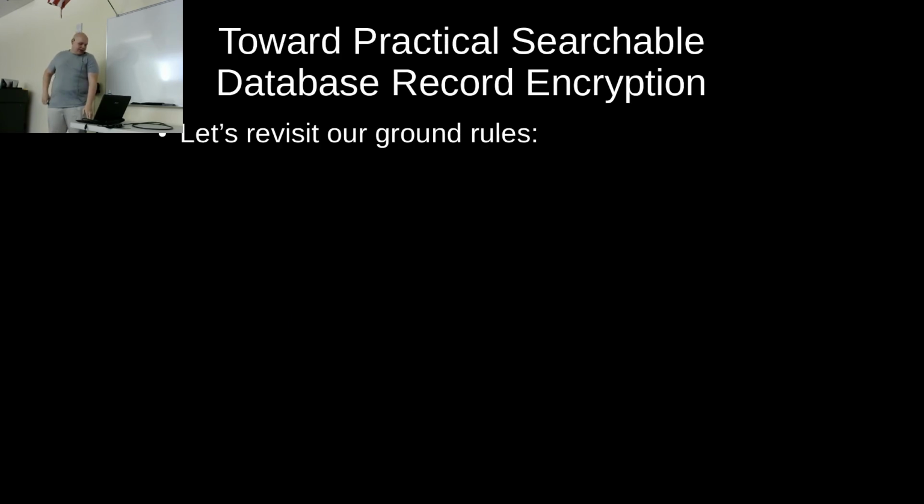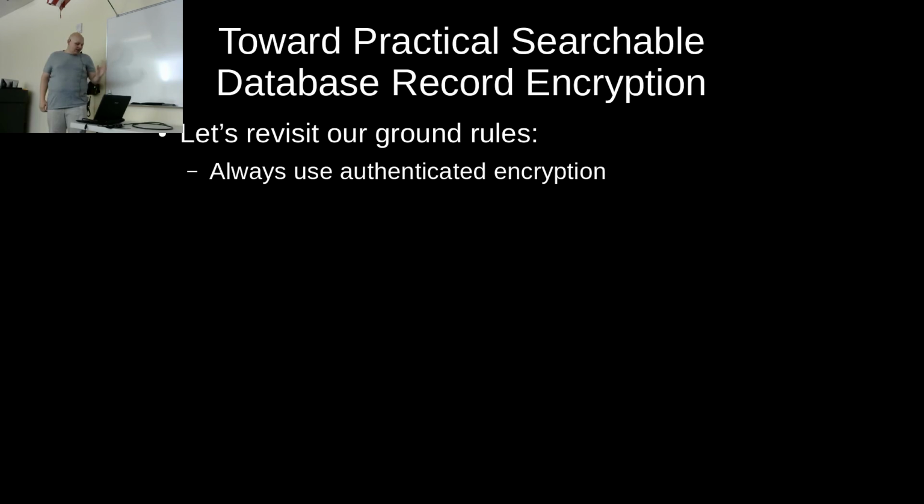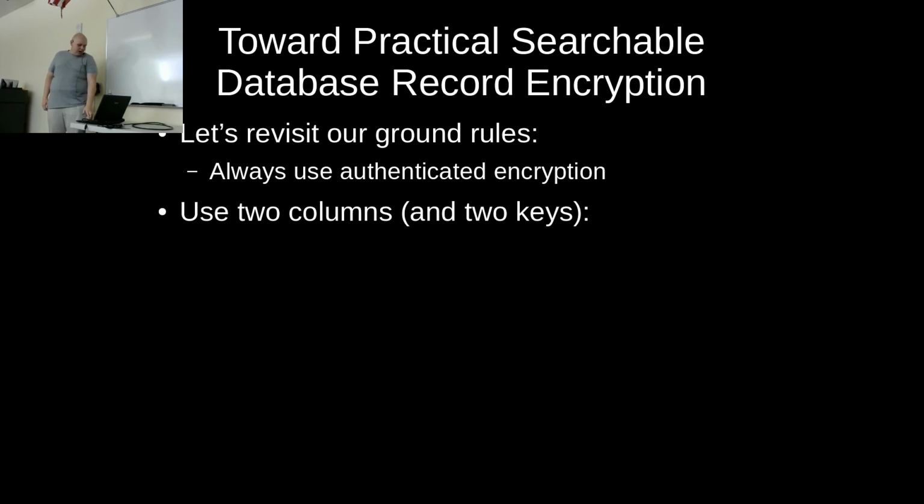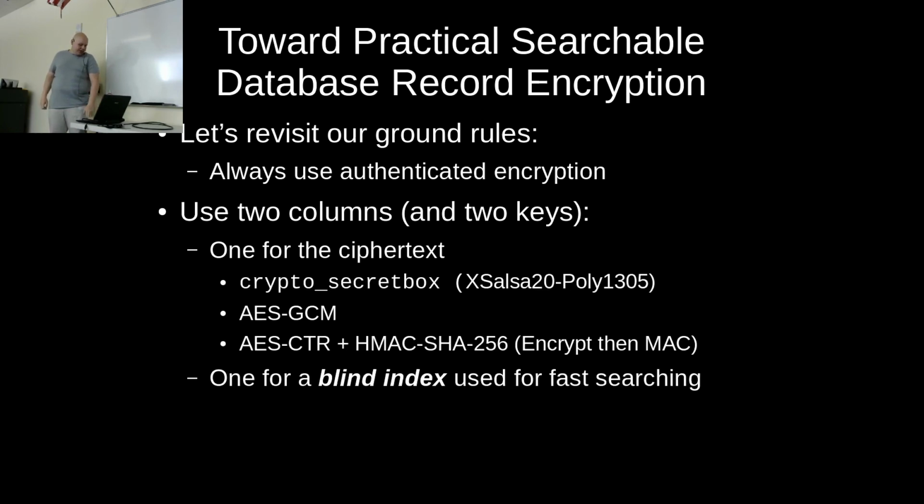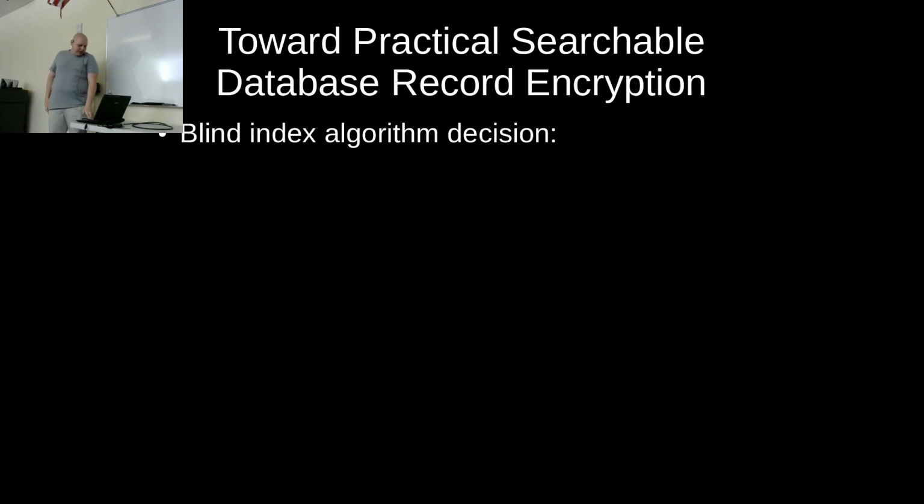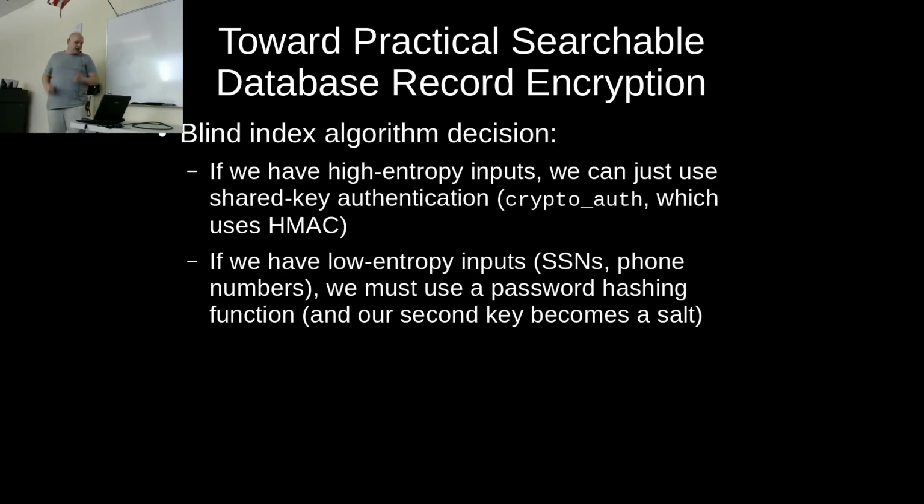So let's revisit our ground rules. The first one was always use authenticated encryption. Let's start with that. So my solution that I'm going to propose uses 2 columns and 2 keys. One of them is just your ciphertext as normal, using an authenticated encryption cipher. And the other one is what I call a blind index. A little bit more detail on how they're implemented.